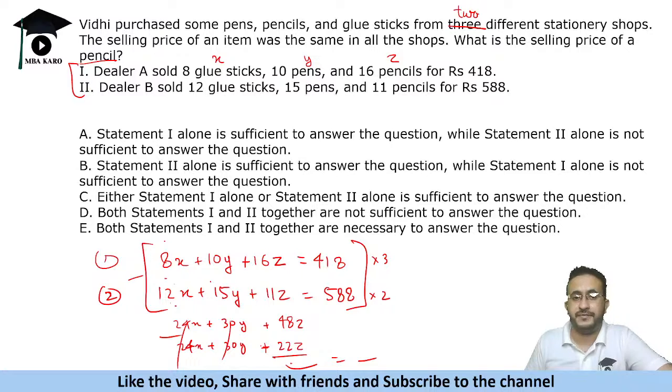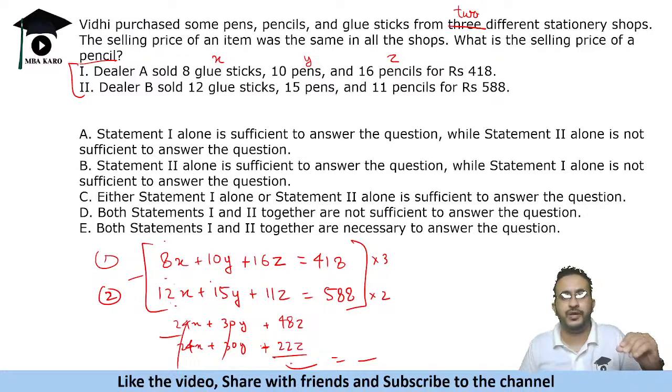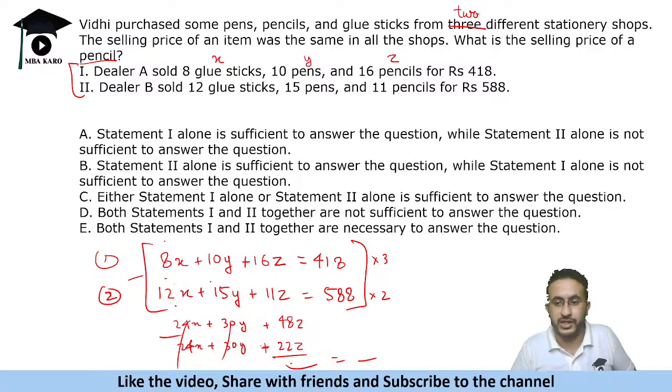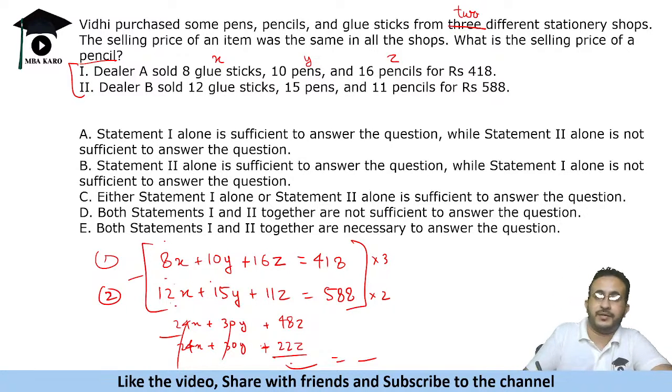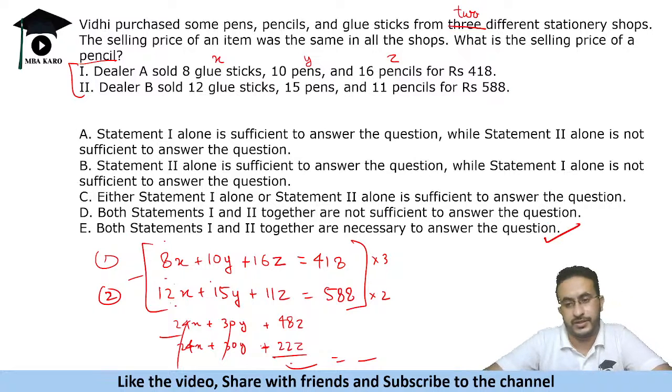Whatever the question is asking, you have to answer accordingly. If it asks what the price of a glue stick is, we cannot answer. We will say that the data is not sufficient. But here it is asking about the pencil, and for the pencil we can solve it. So both statements are necessary to answer the question. Using both we can get the result.